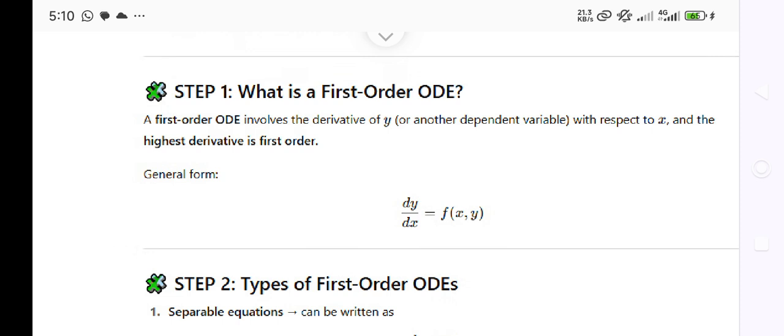It mustn't be y actually, and it mustn't be x. It can be t and y. It can be s and t. So what you need to know is that y is the dependent variable and then x is the independent variable. It involves the derivative of y or another dependent variable with respect to x, and the highest derivative is first order. You get? So whenever you have first order, that's the dy/dx, it's not the d2y, the d2x squared. Then we call it first order ODE.